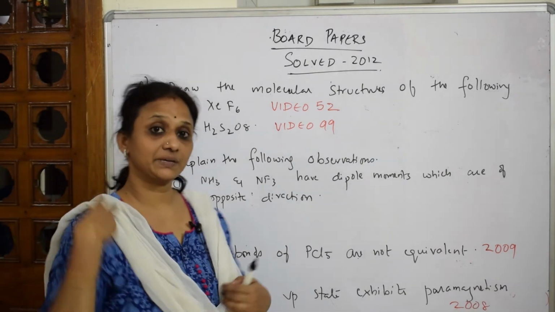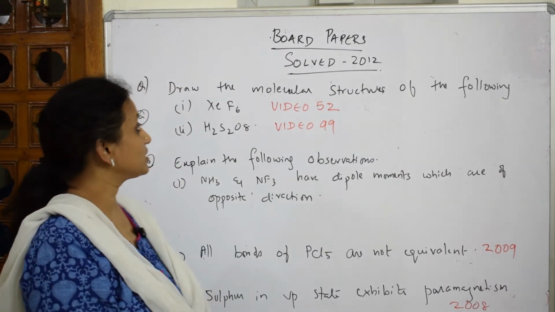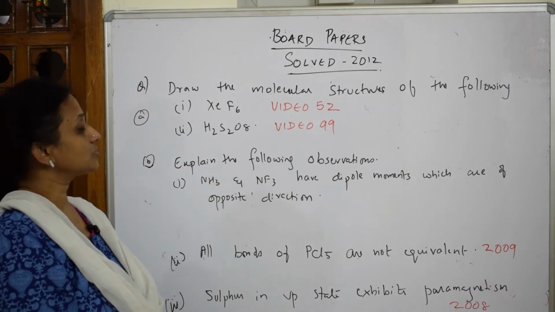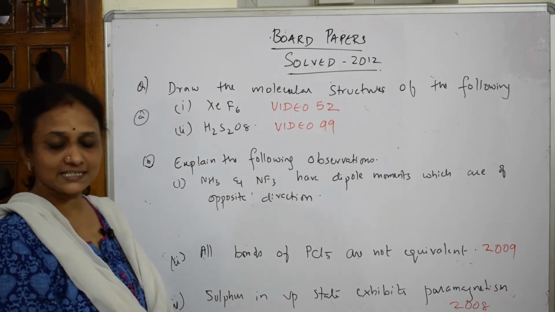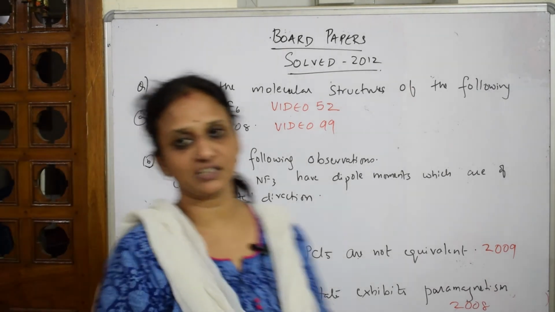Right. Let's come back and solve it. 2012 paper. What did they say? Draw the molecular structures of the following. Okay, as I said, the structures are compulsory, asked in every paper.